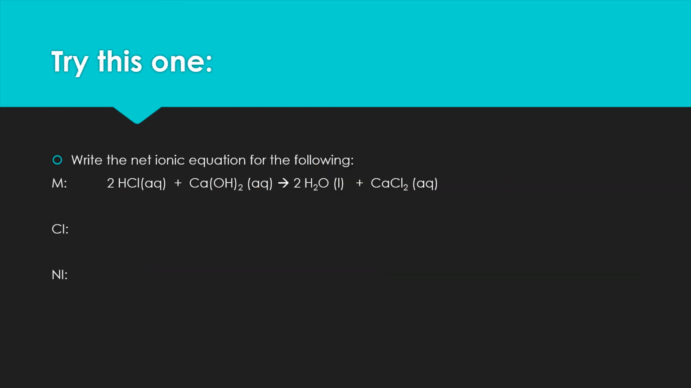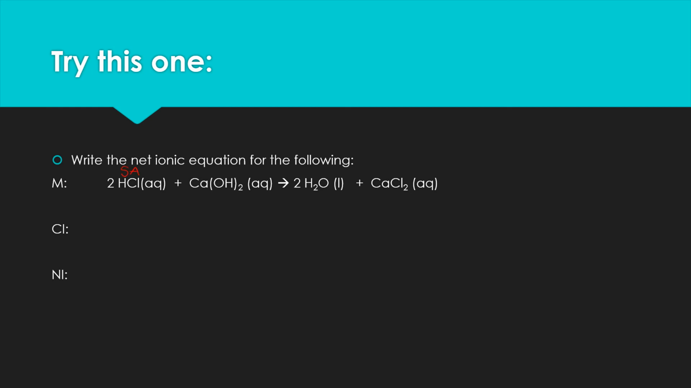So let's take a look at this one. We've got 2 HCl, so we've got hydrochloric acid plus calcium hydroxide, making 2 water molecules and calcium chloride. So again, your number one question when you recognize it's an acid and a base is we want to ask, is it strong or weak? So HCl, think about it. Is it on your list? Yes, it is. So that is a strong acid.